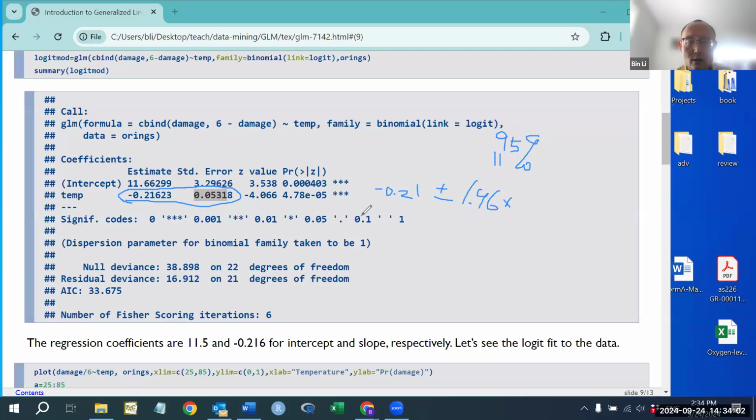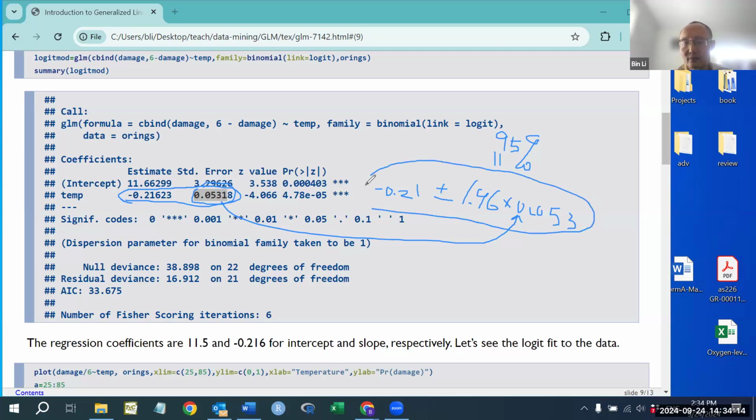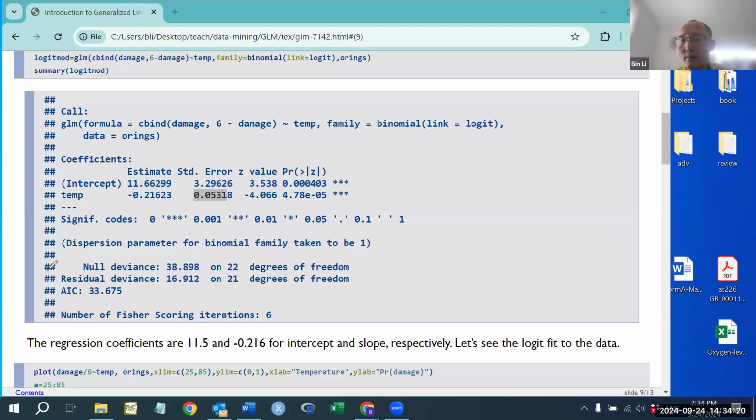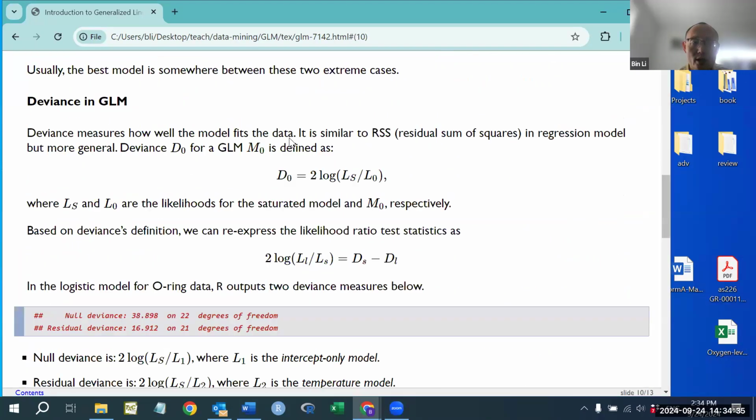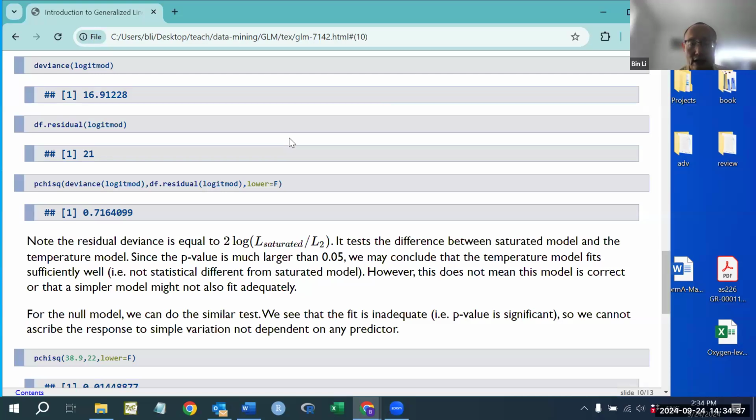Times the standard error used here, so it's 0.053. So that gives the 95% confidence interval. But that's the Wald test approach, which is okay. But the Wald test is an approximation. There are some criticisms of using the Wald test approach. So a more formal approach is using the profile likelihood.